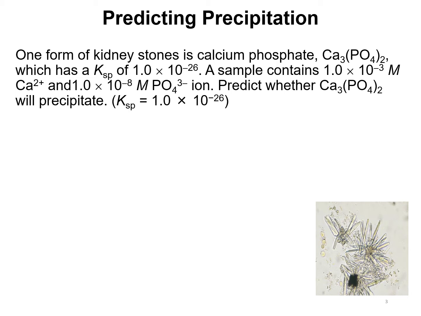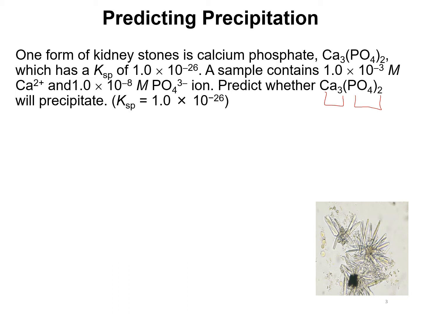One form of kidney stone is calcium phosphate. So this is the formula for calcium phosphate, which has a KSP value of this. How can we tell if a salt is insoluble? The easiest way is if KSP is given to us for that particular salt, we know that it's an insoluble salt. A sample contains this much molar calcium ions and this much molar of phosphate ion. Predict whether calcium phosphate will precipitate or not. So this is a straightforward question where for a salt, the concentration of the cation as well as the anions are given to us. We just have to figure out if it's going to precipitate out or not.